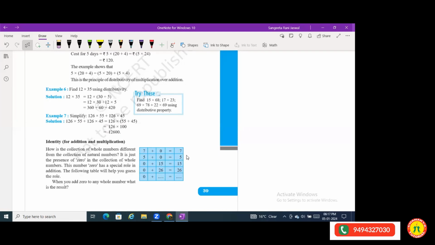Now see this example also here, this one. Simplify 126 into 55 plus 126 into 45. This is a slightly different one. Now see here also I have 126, here also I have 126. This is one thing which is multiplied, and this is another thing which is multiplied. And the common number is 126. So what I will do here, I take 126 common outside, and inside the bracket, what is left? 55 and 45. Then we add 55 and 45, we get 100. Then 100 can be multiplied with 126, so we get the final answer.